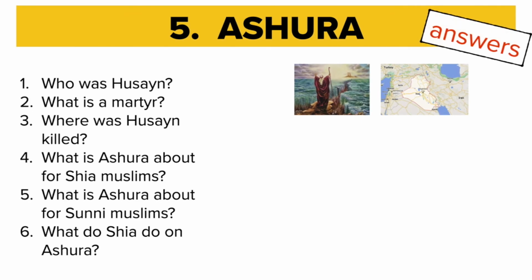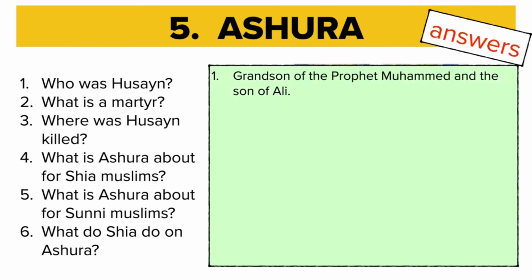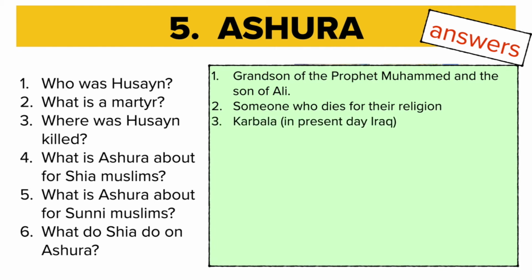Okay, let's look at Ashura now. So your answers here. The grandson of the Prophet Muhammad and the son of Ali. That is who Hussein was. What's a martyr? Someone who dies for their religion. Hussein was killed in Karbala, which is in present-day Iraq, and this is actually a site that a Shia might wish to visit, okay, because it's an important part of their history.